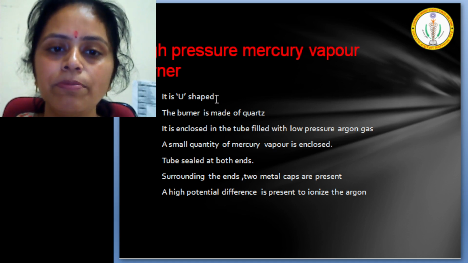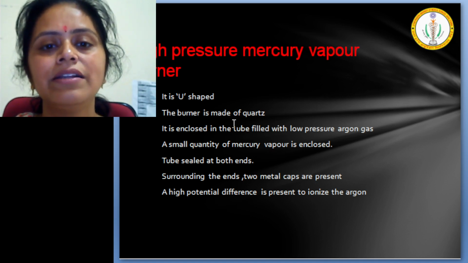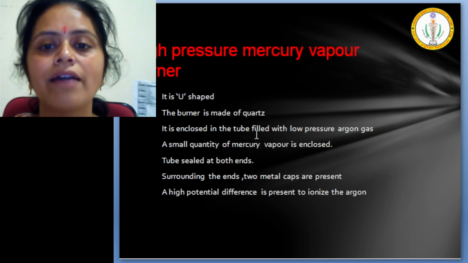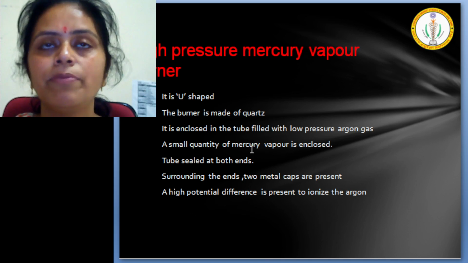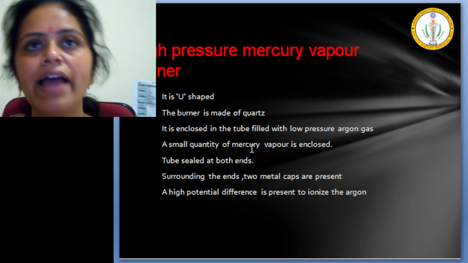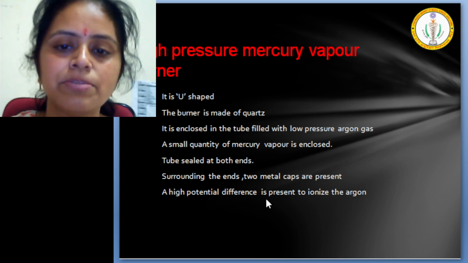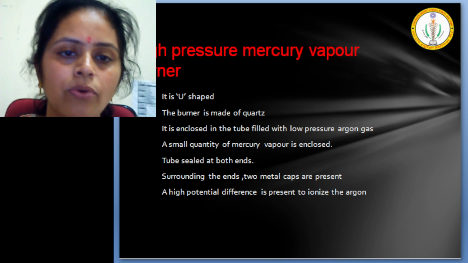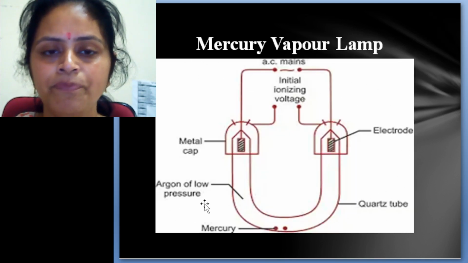So it is a U-shaped tube, and this tube is basically made up of quartz crystal, which is enclosed with argon gas of low pressure, and a small quantity of mercury vapor is also enclosed in it. Now the tube is sealed at both ends with metal caps, and a high potential difference is present to ionize this argon gas. Now I will explain referring to this diagram.